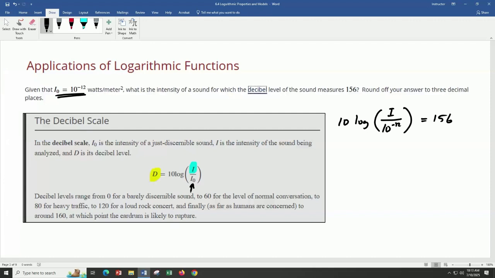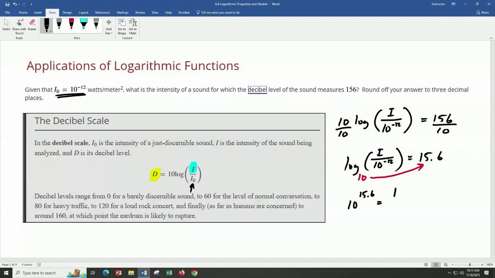Well, let's start moving things around mathematically. Let's go ahead and just divide off this 10 because we're trying to solve for I right now. When we do this, notice we get log of I over 10 to the negative 12 is all equal to, well, divide that off, you get 15.6. So let's also realize that since there's nothing written here, this is log base 10. Which means that if we want to do the inverse of this, I put that 10, draw it over there. I've actually got 10 to the 15.6 is equal to I over 10 to the negative 12.